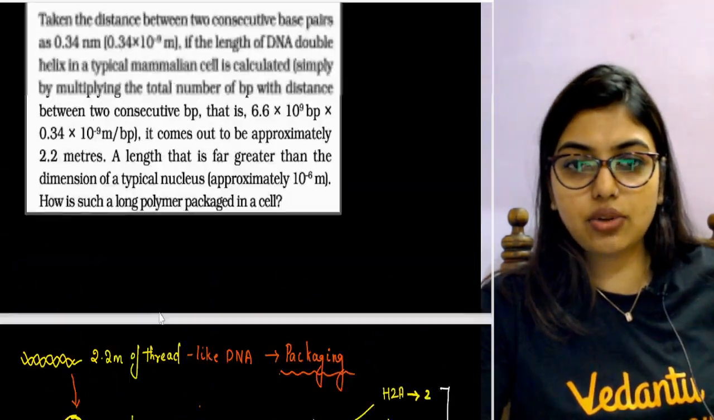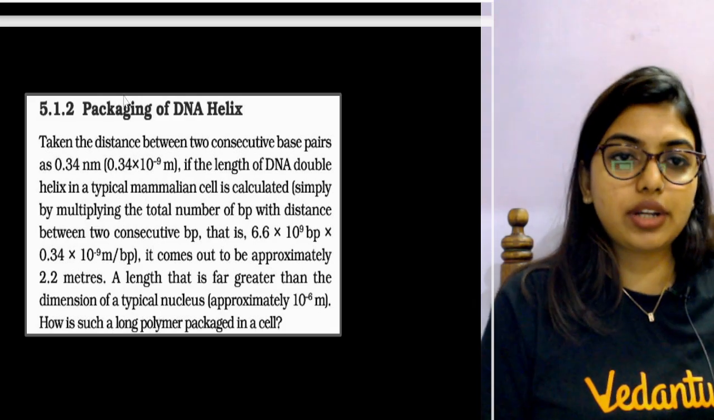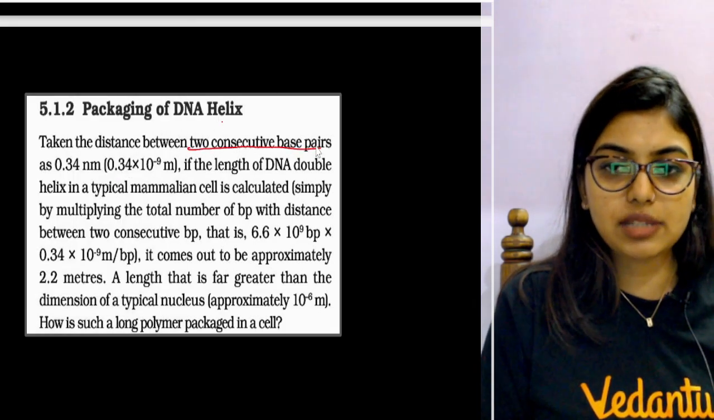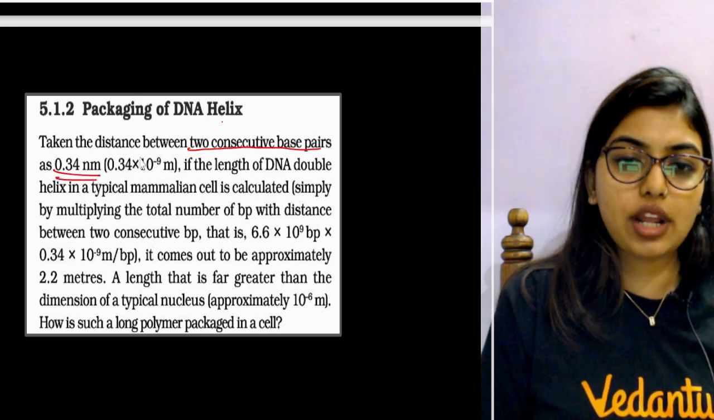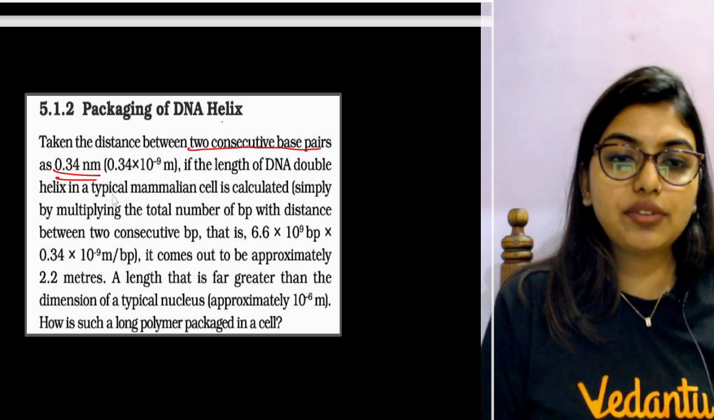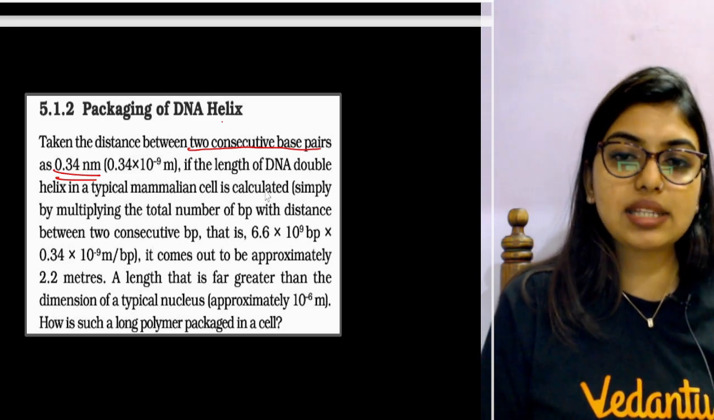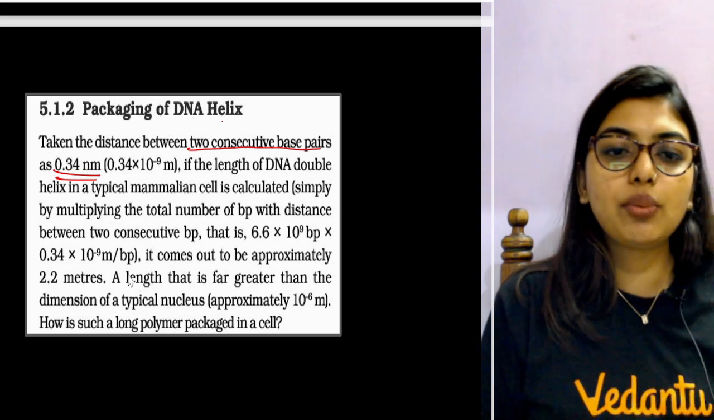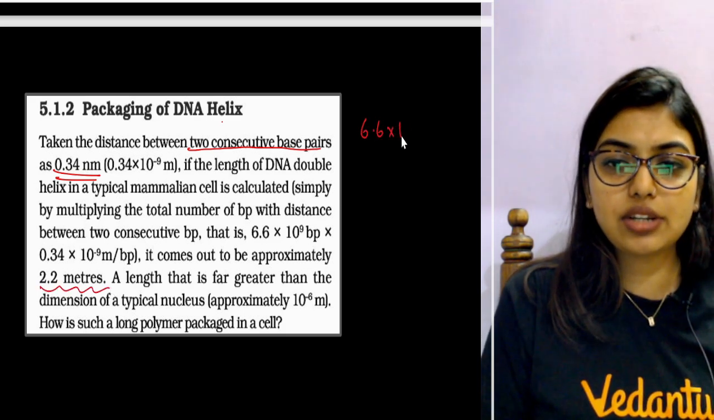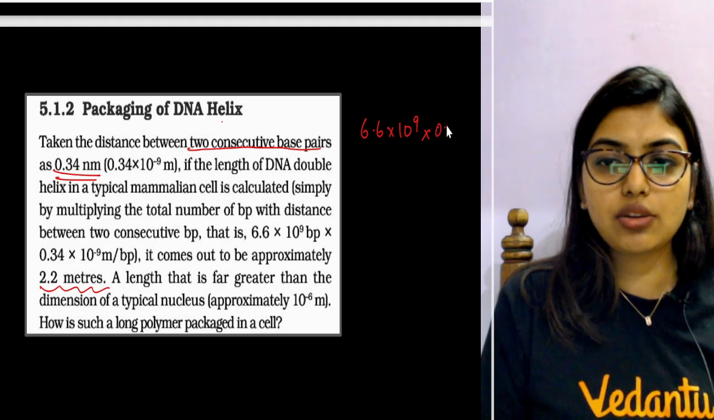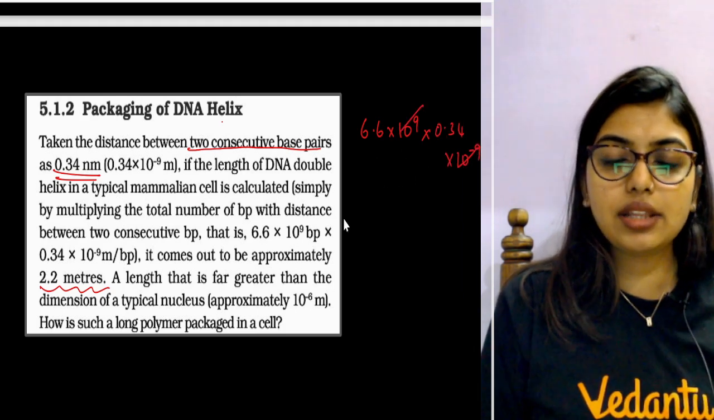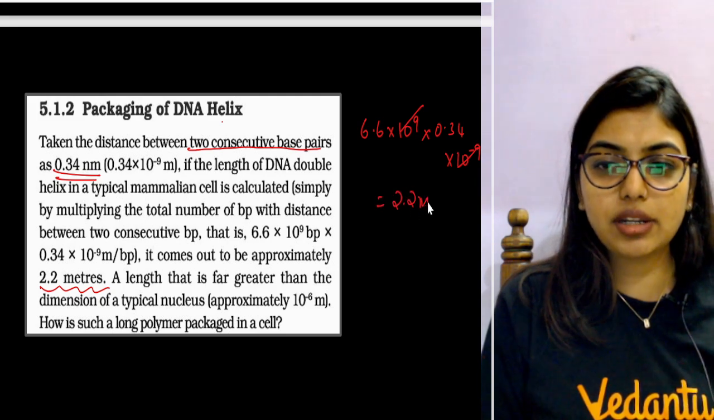I hope this is clear to all of you. So let's see here what they're trying to say. Taking the distance between two consecutive base pairs as 0.34 nanometer, that is 0.34 into 10 to the power minus 9 meter. The length of the DNA double helix in a typical mammalian cell is calculated simply by multiplying, and we get around 2.2 meters. How do we calculate? 6.6 into 10 to the power 9 into 0.34 into 10 to the power minus 9. This and this will cancel, and if you multiply, you get approximately 2.2 meters.